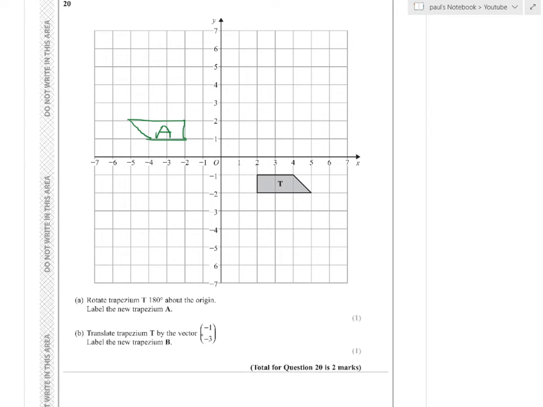Translate the trapezium by the vector -1, -3. So I'm going to go -1, then 1, 2, 3 down there. So that's there, then there, and label the new trapezium B.